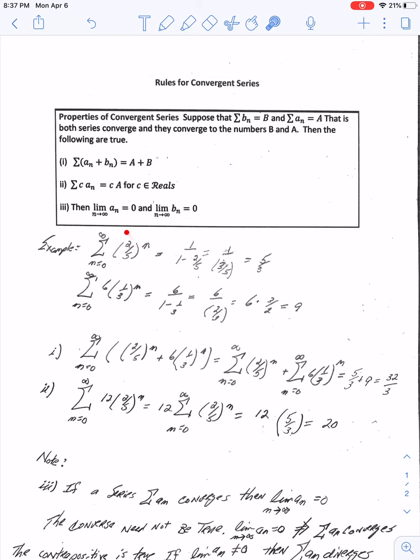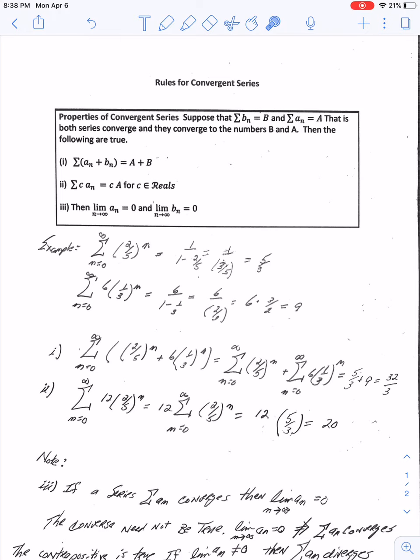The first one is the summation n running from 0 to infinity of 2/5 to the n. Okay, that's geometric. What's R? Well, R is the ratio, and it is 2/5. What's A? Remember, A is the first term. And in this case, when n equals 0, the first term is 1. So a geometric series, what's its value? Well, it converges when R is less than 1, but R is 2/5. That's less than 1. So it converges.